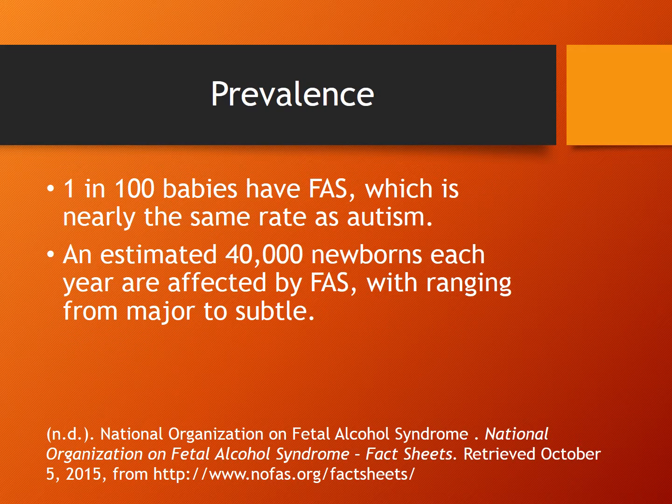When examining the prevalence of FAS, 1 in every 100 babies born have fetal alcohol syndrome, nearly the same rate as autism. FAS is more prevalent than Down syndrome, cerebral palsy, SIDS, cystic fibrosis, and spina bifida combined. What's even more heartbreaking is that FAS is 100% preventable. An estimated 40,000 newborns each year are affected by FAS.